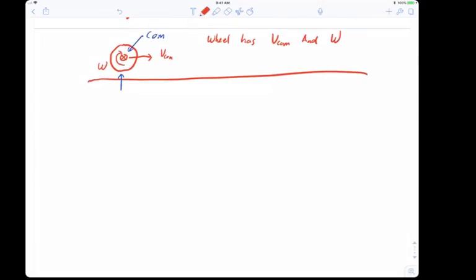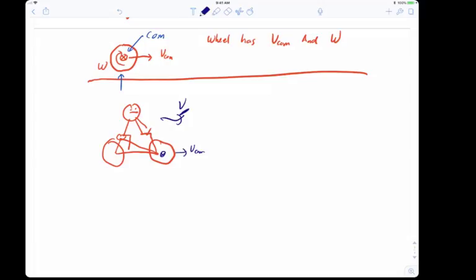I want you to imagine that you're on a bicycle. Here's you on your bike. What do bikes look like? It looks like that, right? Okay. So you're on your bike and you're all moving forward. The bike's wheel has the same velocity as you do. It's not surprising. The bike isn't running away from you. It's just turning in front of you.